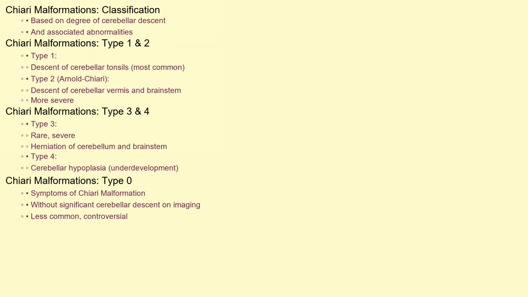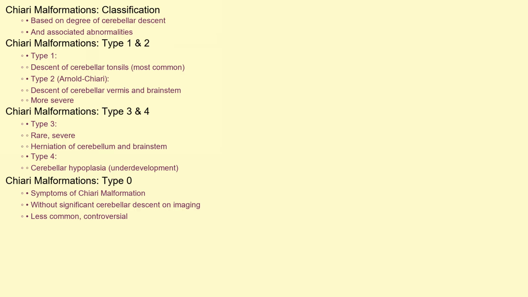Chiari malformations are broadly classified into several types, primarily based on the degree of cerebellar descent and associated abnormalities. Type 1 is the most common, involving only the descent of the cerebellar tonsils. Type 2, also known as Arnold Chiari malformation, is typically more severe and involves the descent of the cerebellar vermis, as well as parts of the brainstem.